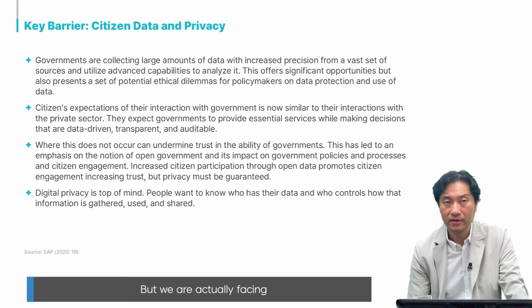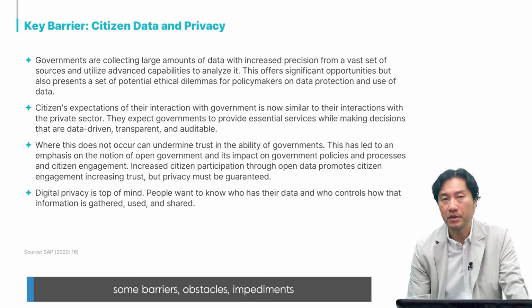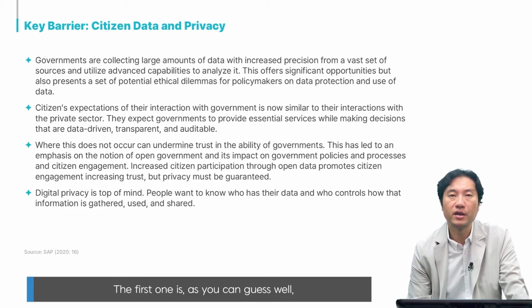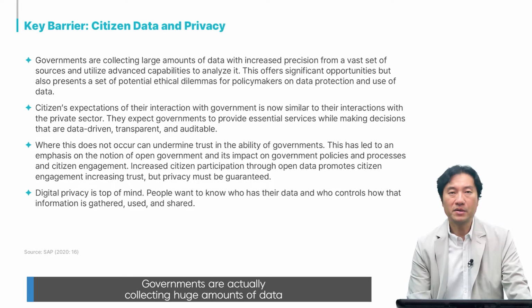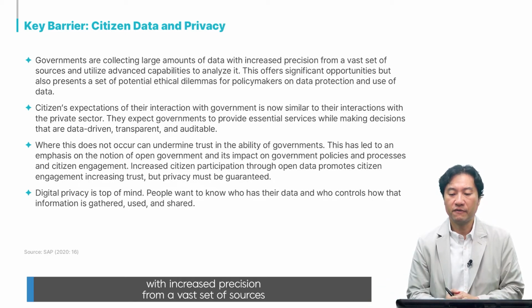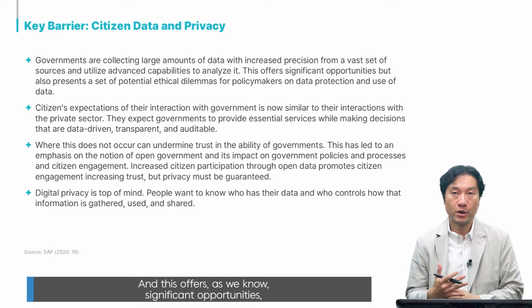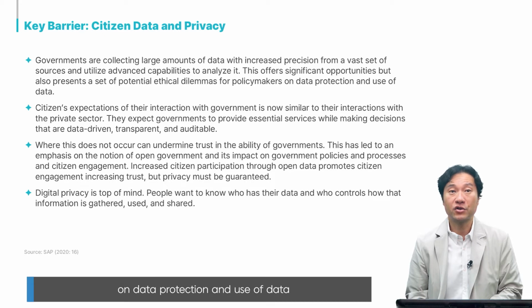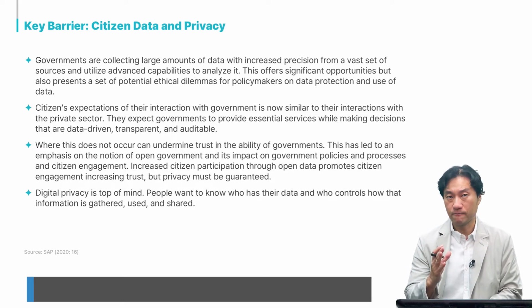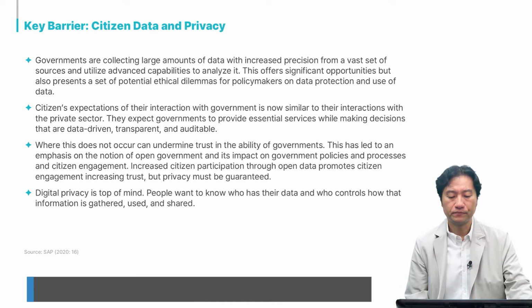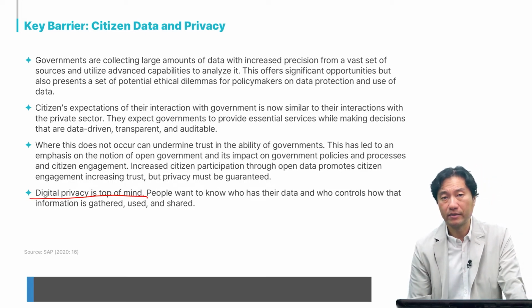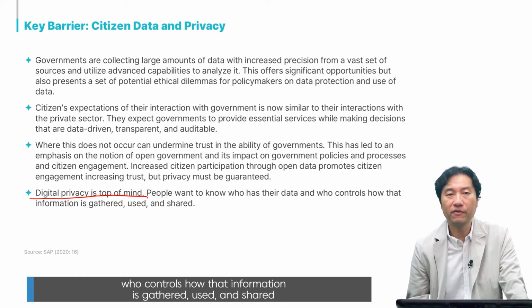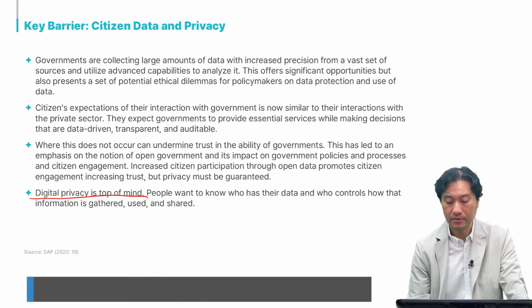But we are actually facing some barriers, obstacles, impediments. The first one, as you can guess, is privacy issues: citizen personal privacy, information privacy, internet privacy. Governments are collecting huge amounts of data with increased precision from a vast set of sources. This offers significant opportunity, but also potential ethical dilemmas for policymakers on data protection and the use of the data. Some countries' civil society have big opposition to government use of big data and personal data. So digital privacy is top of mind. People want to know who has their data, and who controls how that information is gathered, used, and shared. There are human rights for a citizen on the internet.